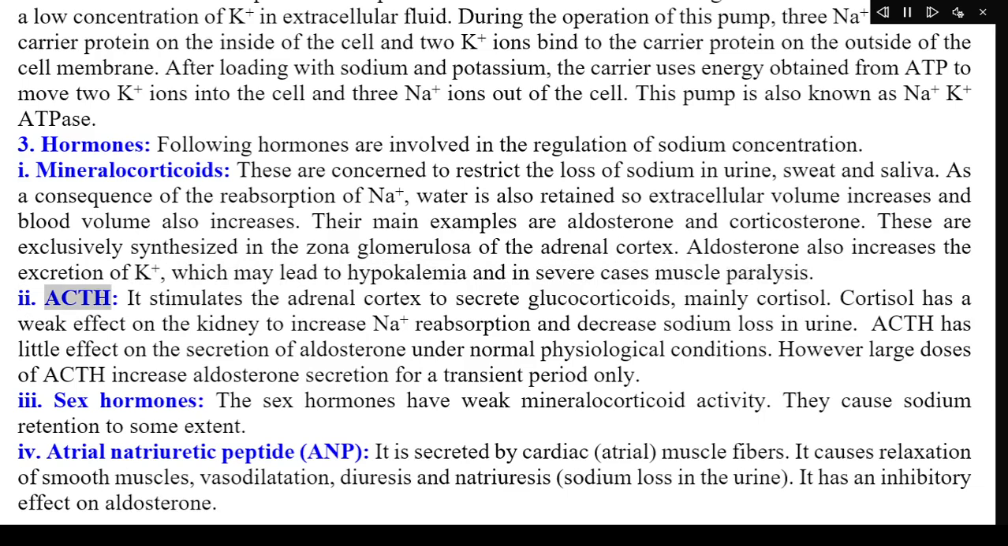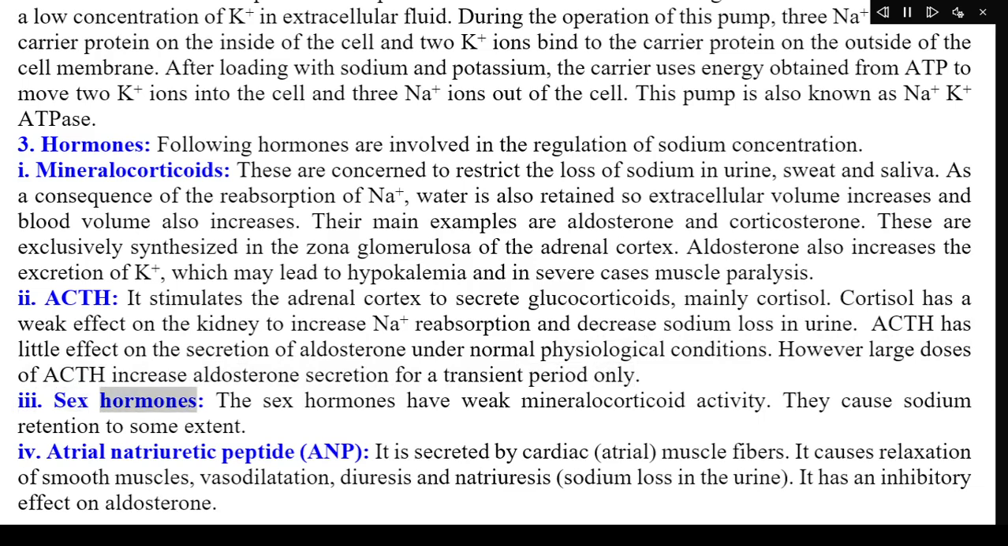2. ACTH. It stimulates the adrenal cortex to secrete glucocorticoids, mainly cortisol. Cortisol has a weak effect on the kidney to increase Na+ reabsorption and decrease sodium loss in urine. ACTH has little effect on the secretion of aldosterone under normal physiological conditions. However, large doses of ACTH increase aldosterone secretion for a transient period only.